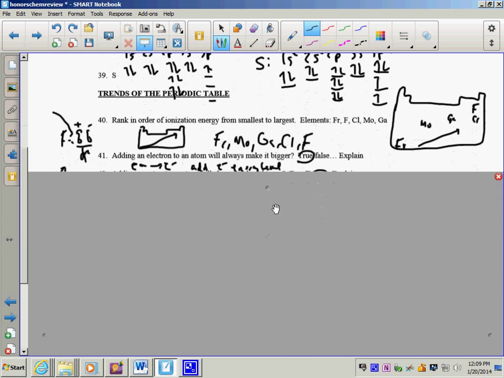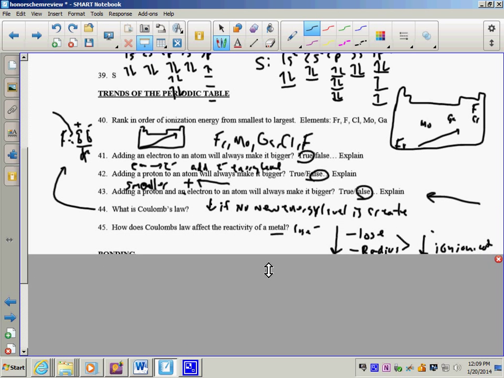Trends on the periodic table or atomic structure. Okay. Rank ionization energy from smallest to largest. Ionization energy is based purely off of Coulomb's law and the distance of the atoms. Therefore, atoms get smaller as you go up to the right-hand corner. I listed the atoms out in order here, smallest ionization energy to largest. And this is inversely proportional to the radius.